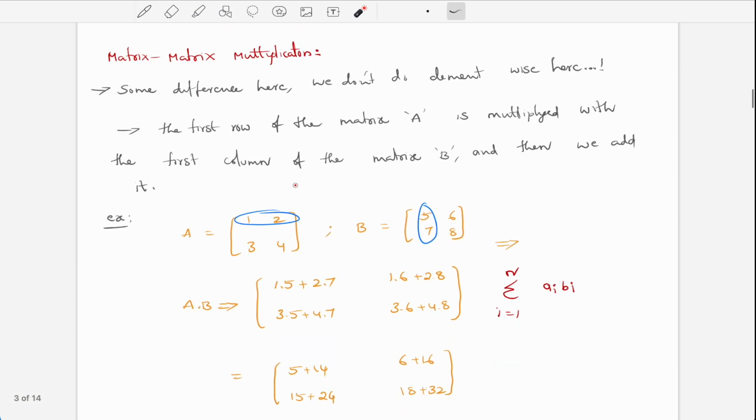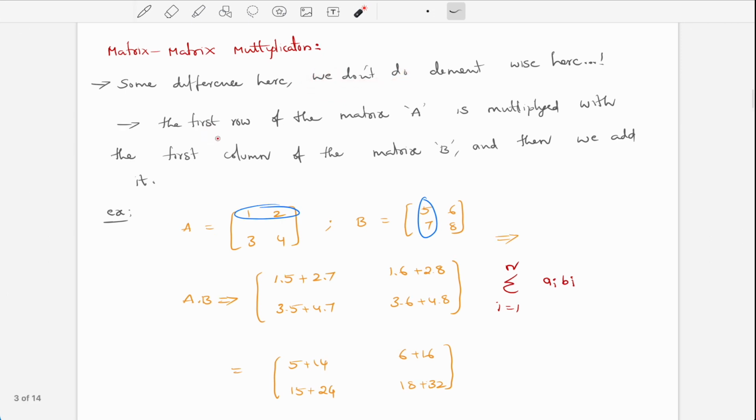And then we have something special, matrix multiplication. We just multiply two matrices. That's it. There is some difference here: we don't do it element-wise. So as we are doing like this, we don't do element-wise.